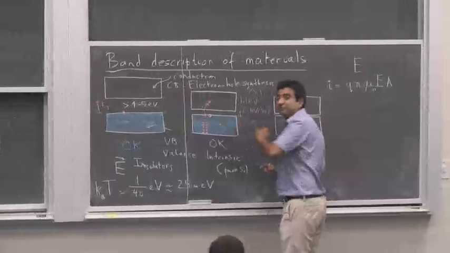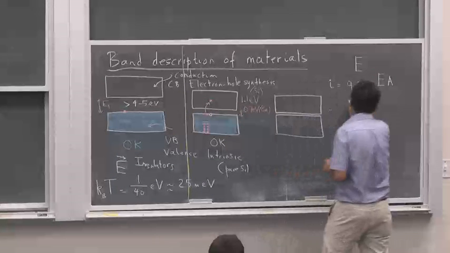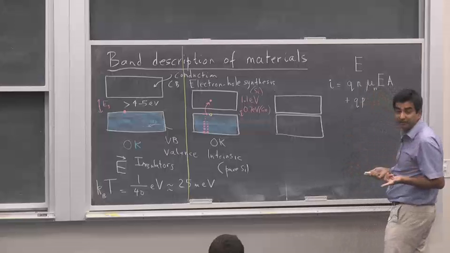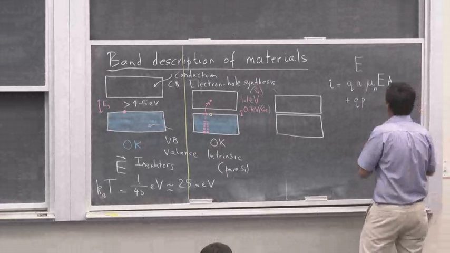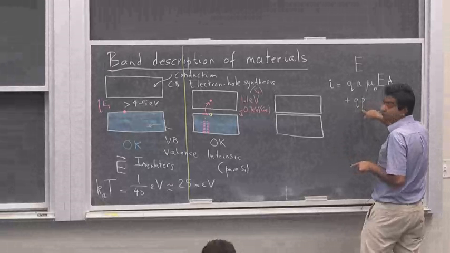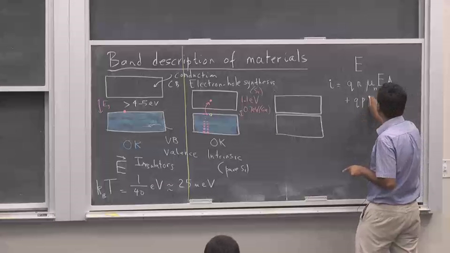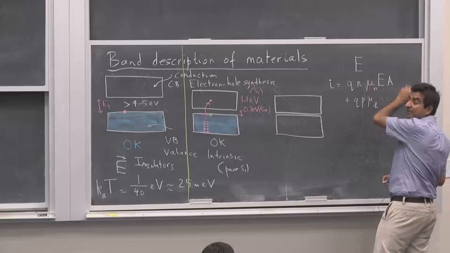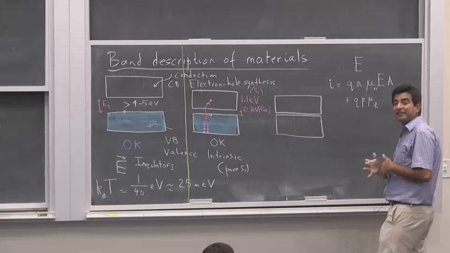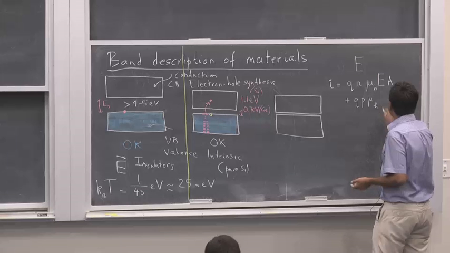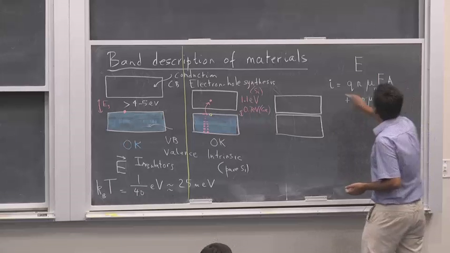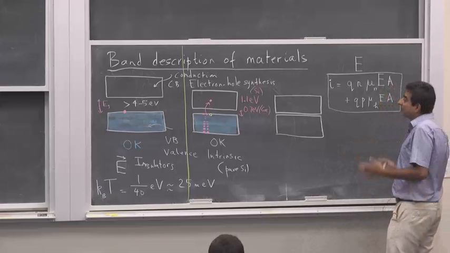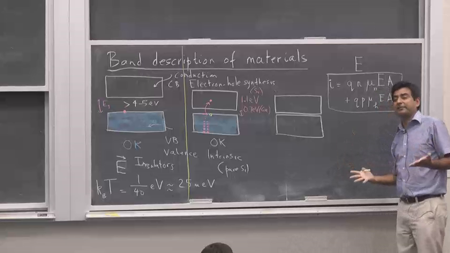But you also have current due to the holes. So you have also a contribution due to the holes. And if the carrier concentration of the holes is p, then p is the carrier concentration of the holes inside the intrinsic semiconductor. You multiply this with the mobility of the holes. Remember that the mobility of the holes will in general be different from the mobility of the electrons, because they are traveling in different bands, times the applied electric field, times the cross-sectional area through which we are considering the current. So this is the total current through an intrinsic semiconductor.